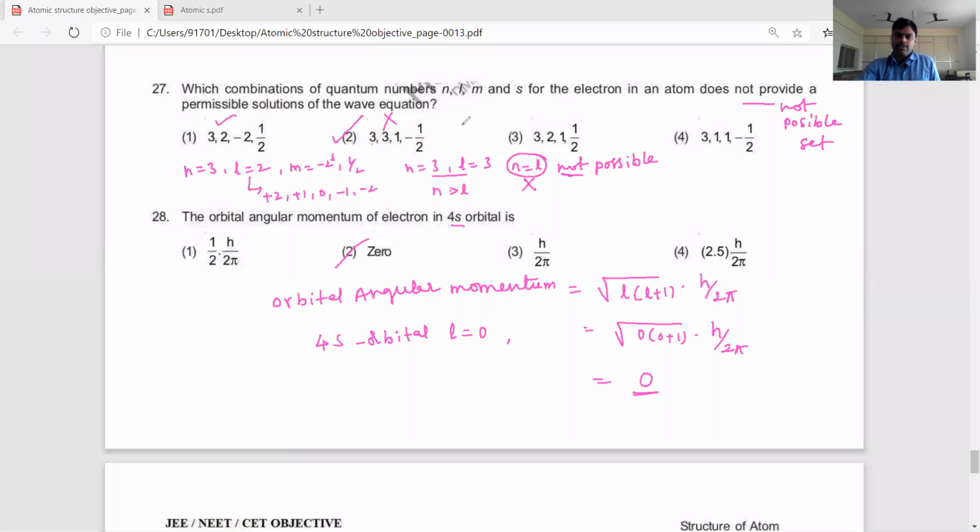So here it is a direct formula. Yes, Nishchal, very good. See, orbital angular momentum means the formula is root over l into l plus 1 into h by 2 pi. For spin angular momentum also a formula is present, root over s into s plus 1 into h by 2 pi. But here orbital angular momentum is asked. For 4s orbital, l value is 0 because for s the l value is always 0, p l value is 1, d l value is 2, f l value is 3. So l is equal to 0 means 0 into anything is equal to 0. So the answer is the second one.